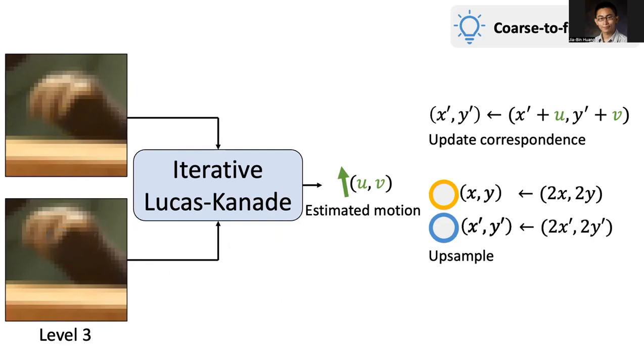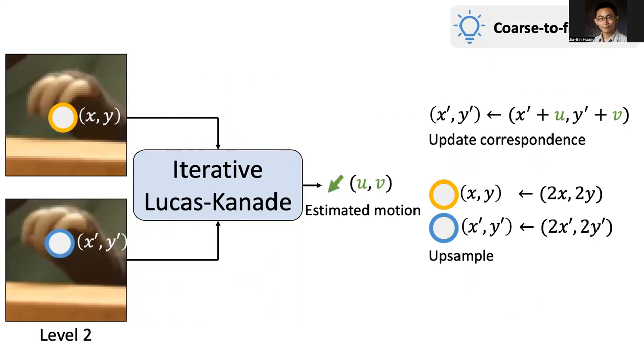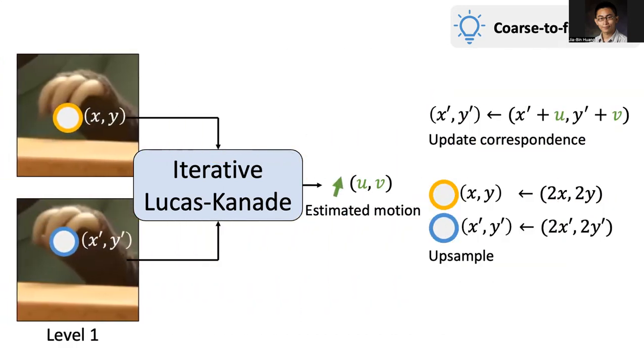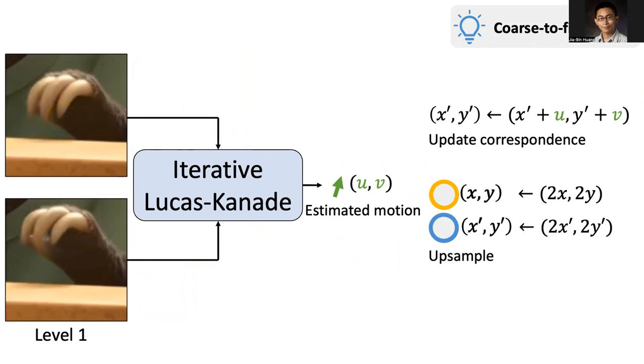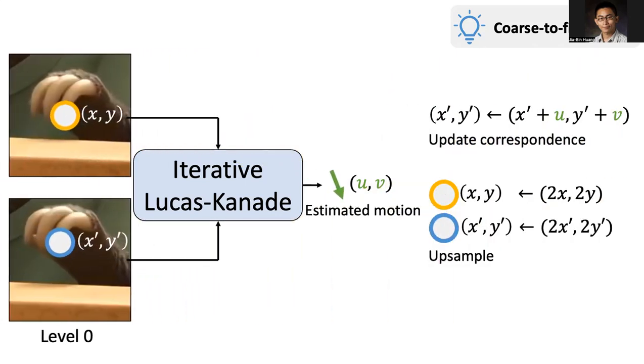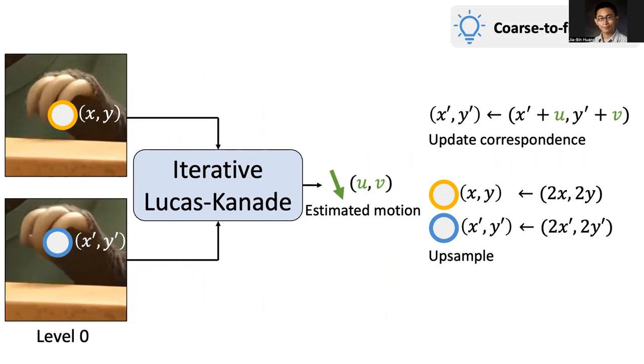Then you move on to the next one. You solve this again, and you just repeat this. You start from a coarse resolution, solve a coarse solution, upsample the solution, and then refine it, all the way to the top solution. Okay, and that's basically it.